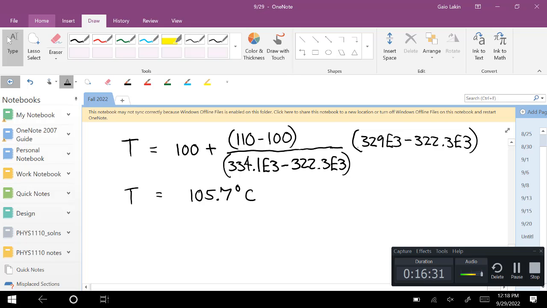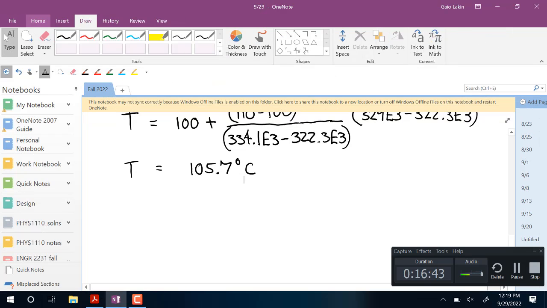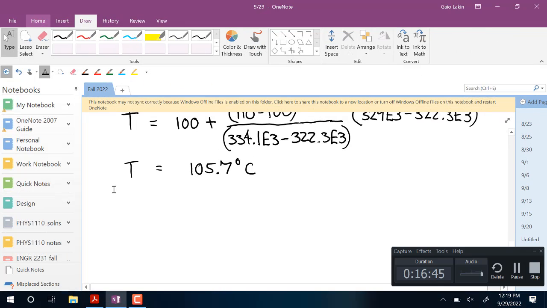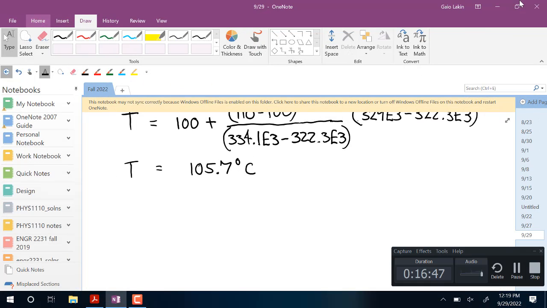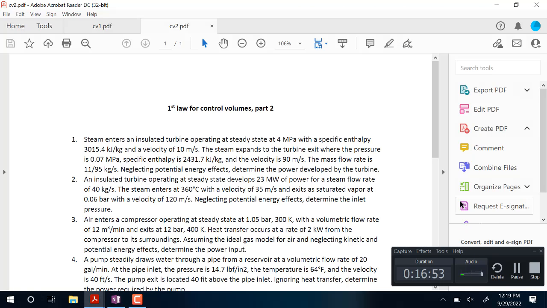Any questions about that one? Okay, so the next one I'm going to do, I'm just sort of going through all the ones that don't have solutions on D2L. So now we're going to control volumes 2. And I'm going to start with number 2.